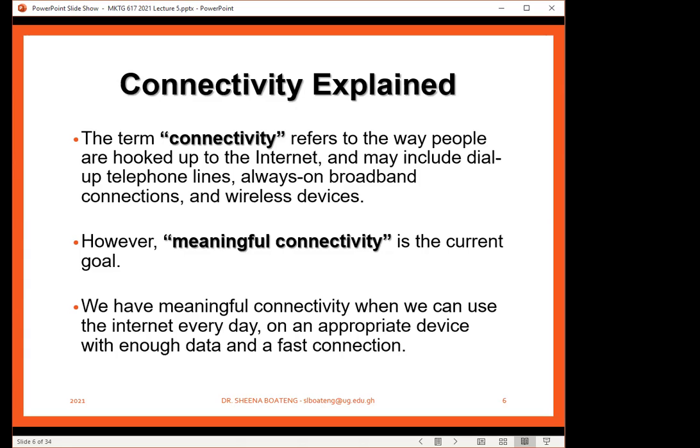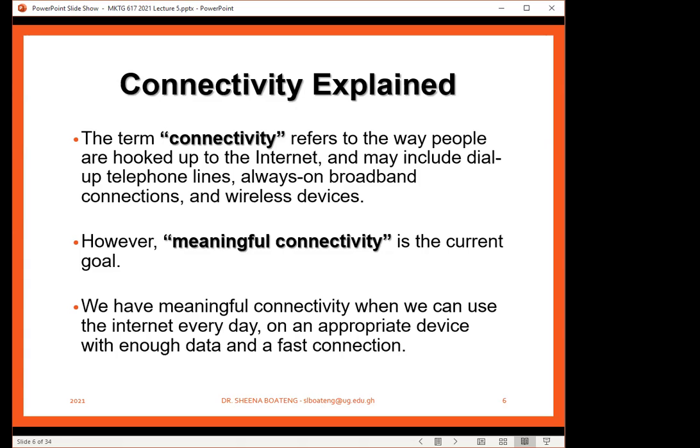And when it comes to meaningful connectivity, we realize that there's a lot of ground that we still have to cover. Because in terms of having everyday access to the internet, in our current dispensation, the era of COVID, you will bear with me that we do not always have connection to the internet every day. Sometimes you will have a good connection today. Tomorrow, the connection may be so poor that you cannot be able to use the internet to do much.